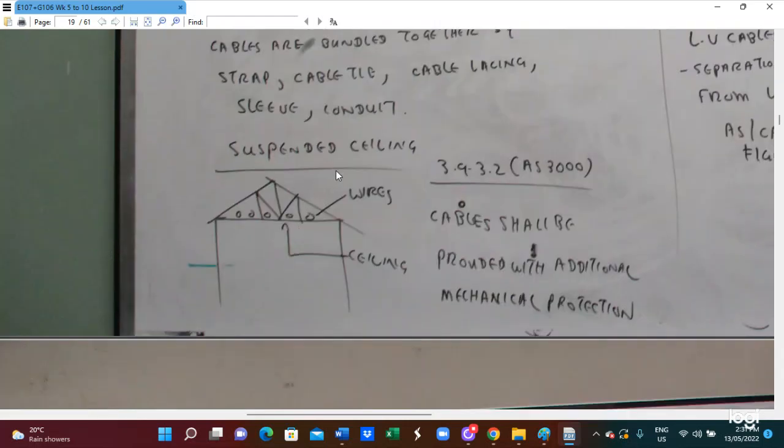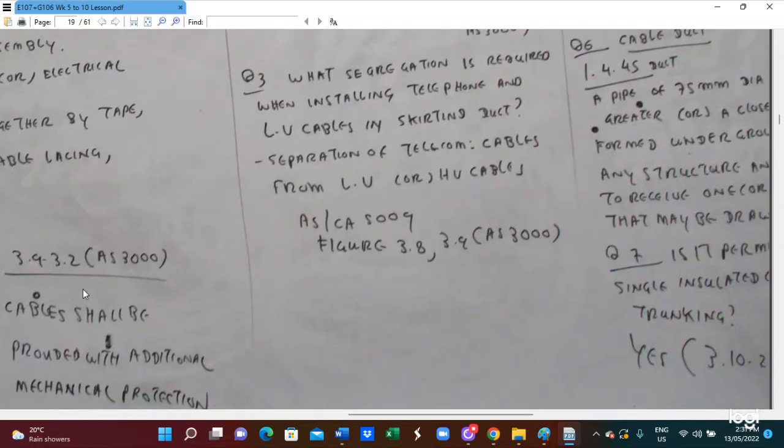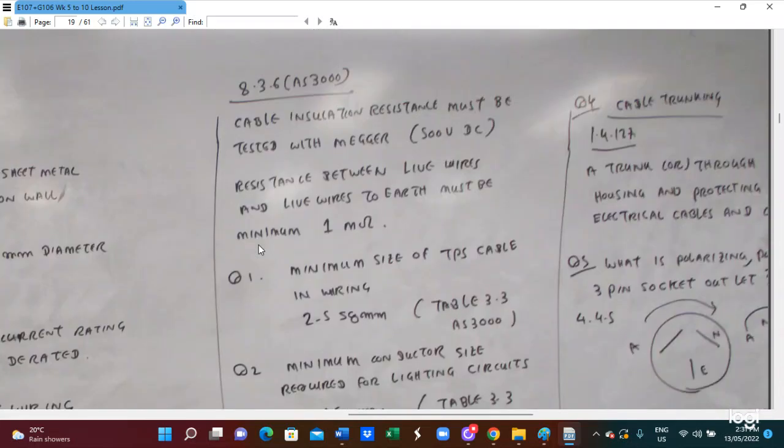Another thing is the suspended ceiling. When you are running a cable above the ceiling, you have to follow AS/NZS 3000, clause 3.9.3.2. This is the cable here, for the ceiling. Cables here are provided with additional mechanical protection. The whole cable needs to be provided with additional mechanical protection, because without mechanical protection, some animals, such as a rat, can cut the cable. And clause 8.3.6 of AS/NZS 3000 also applies.